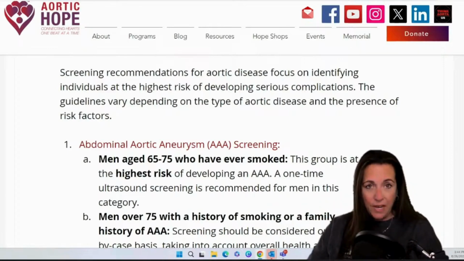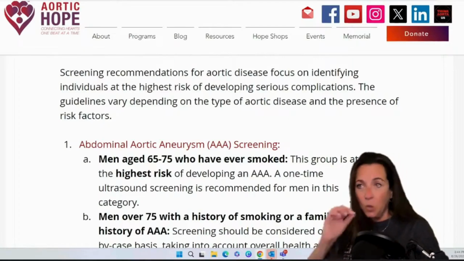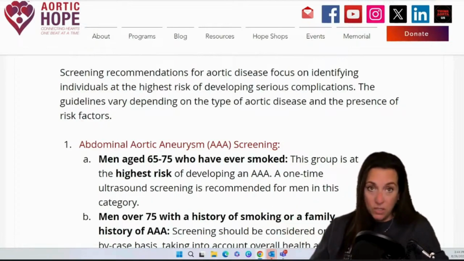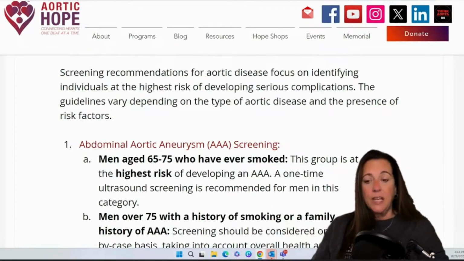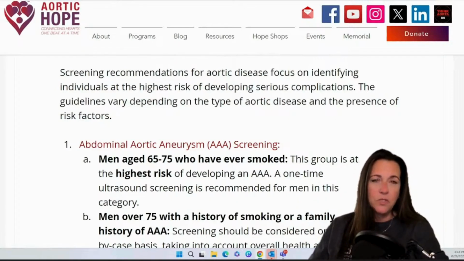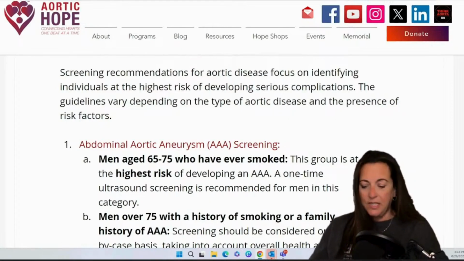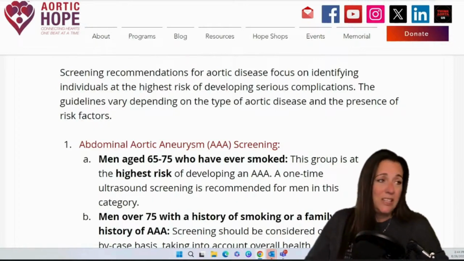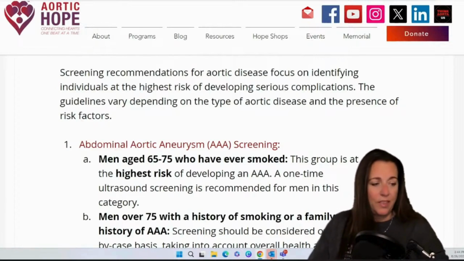Any man aged 65 to 75 who has ever smoked, ever, I'm not talking just one little puff, but if you've smoked, 65 to 75, you are at the highest risk for developing an abdominal aortic aneurysm. So a one-time ultrasound screening is recommended for men in this category. And an ultrasound is just a wand that rolls around on your belly to look for and detect any aortic aneurysms in that area. Non-invasive, doesn't hurt, a little squishy with the jelly, but other than that, it's nothing.